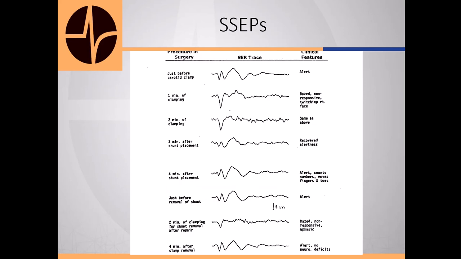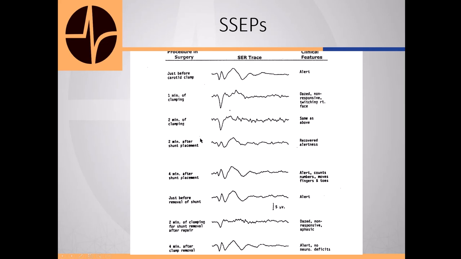This is SSEP changes from upper extremity SSEP during a carotid, but it'll be the same thing as for an aneurysm. And this is old because it says SER, so somatosensory evoked response, which was really old nomenclature. This is, again, 70s. So this is the procedure. So their patient's baseline, nice and 20. They're alert. They clamp. Patient is dazed, non-responsive, twitching right face, and you can see a degradation of the waveforms. 2 minutes of clamping gets worse.